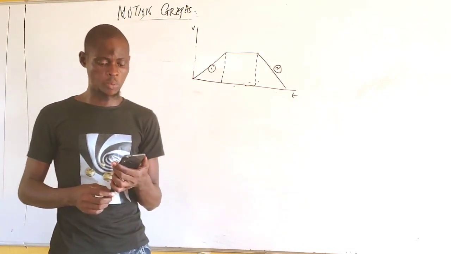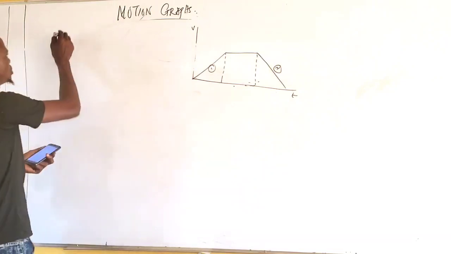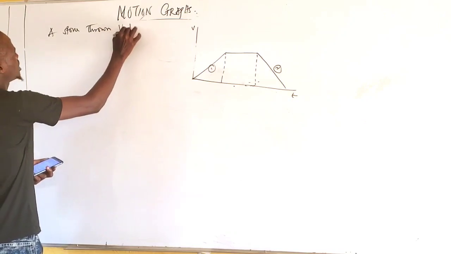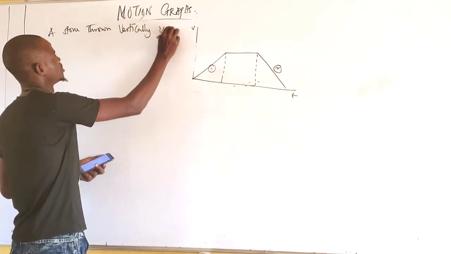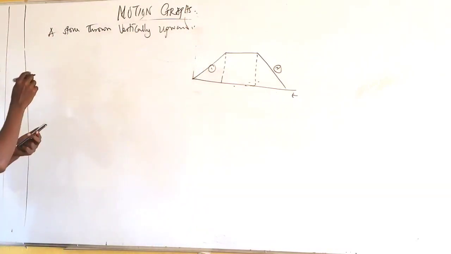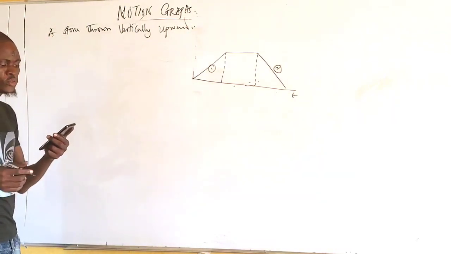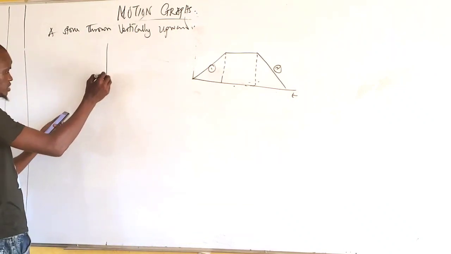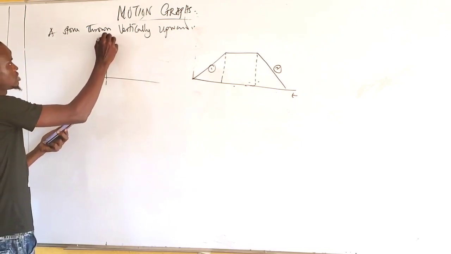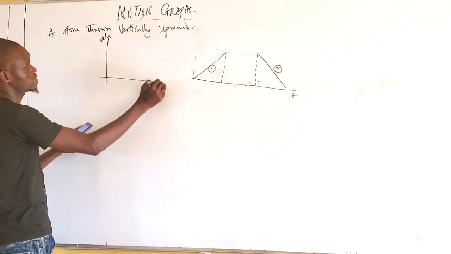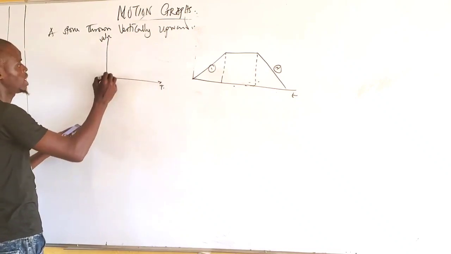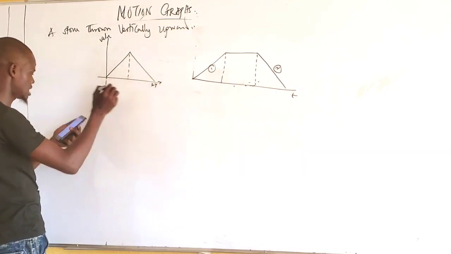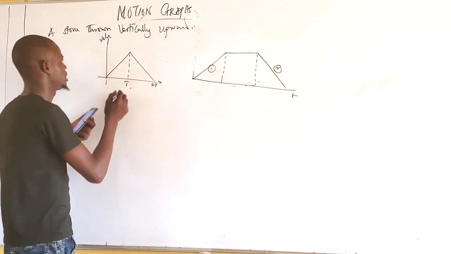A stone thrown vertically upward returns to the ground. Which of the following figures represents the velocity time graph? We are given figures like this. I have this to indicate velocity, this to indicate time, and then I have something of this kind. Here is 2t. This is the time axis. This is t. Now that is option A.